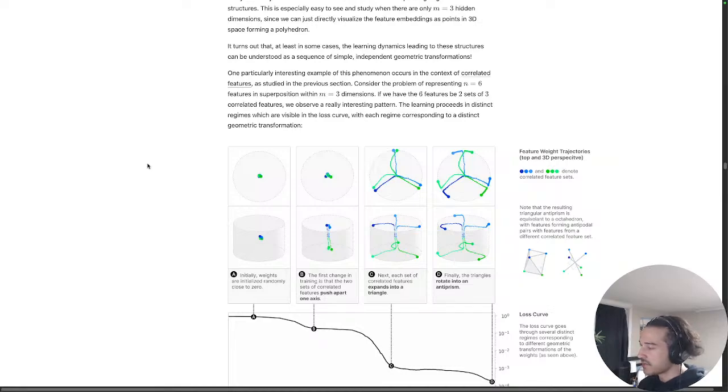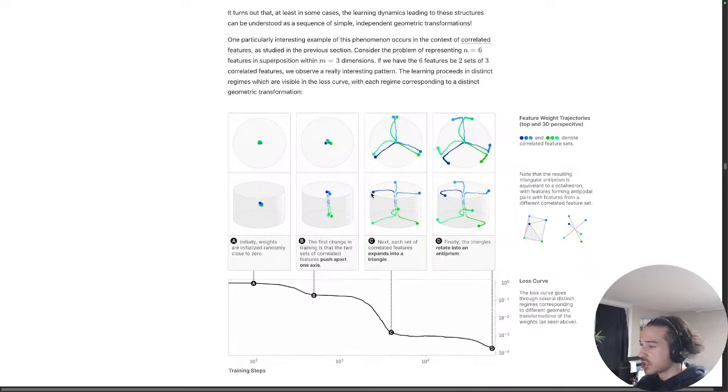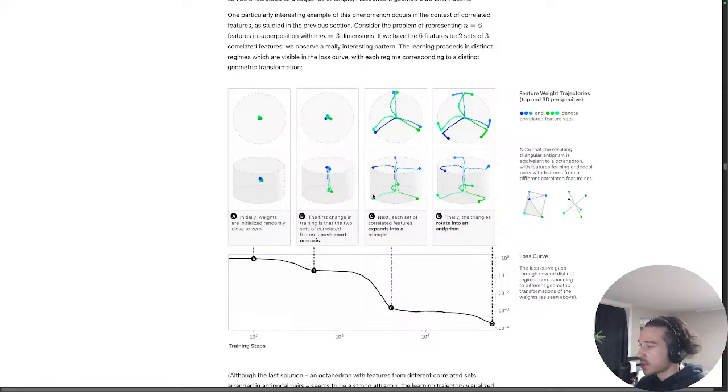Initially, weights are initialized randomly close to 0. Then the first change in training is that the two sets of correlated features push apart along one axis. Next, each set of correlated features expands into a triangle. Finally, the triangles rotate into an antiprism. And at each of these changes, the loss curve somewhat dips.